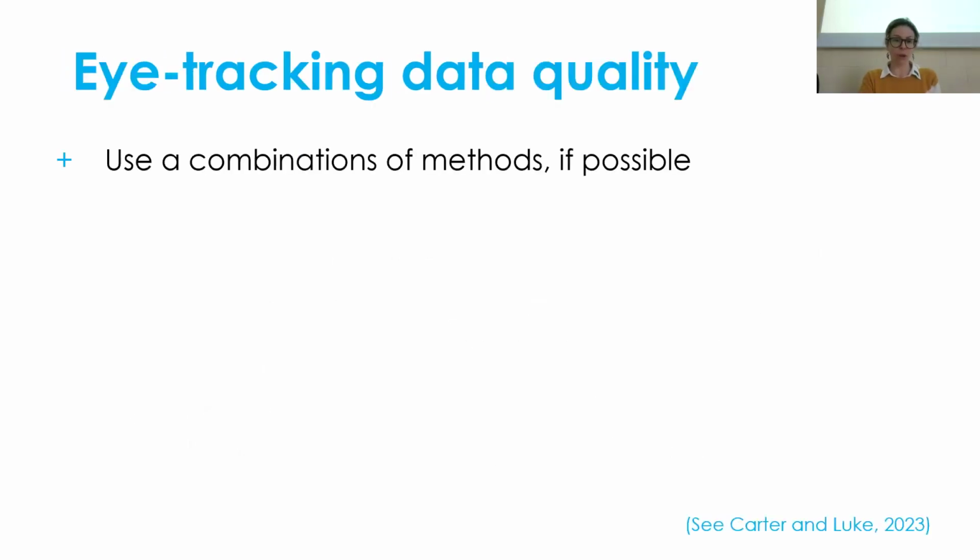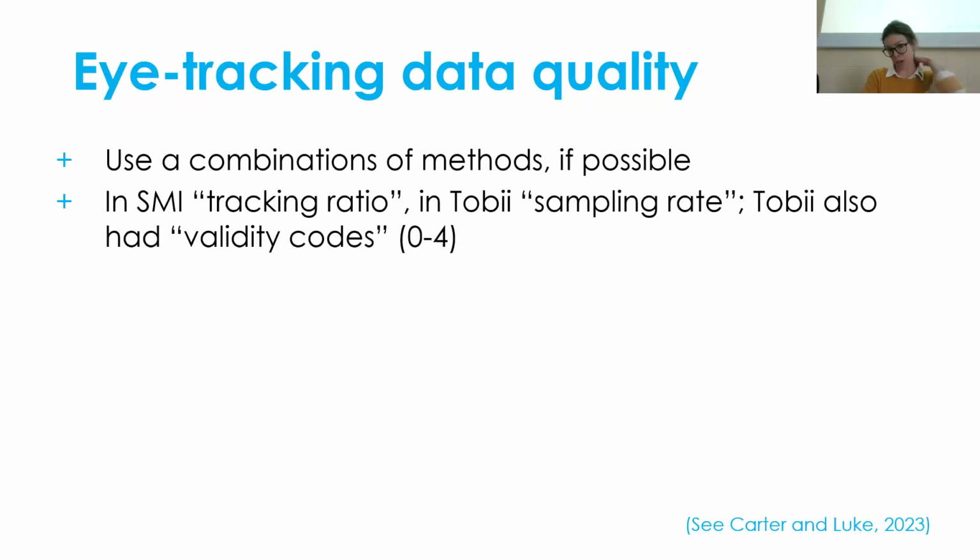So overall, use a combination of methods when assessing data quality, if possible. SMI has something called tracking ratio. Tobii has sampling rate. This is a rather coarse measure of confidence that the eye tracker has in whether it has identified the eye position correctly. Validity codes in Tobii are more or less the same thing. These are assigned to every fixation, and 0 means the eye tracker is confident that the eye was where the eye tracker thinks it was, and 4 means really low confidence, or even the eye was lost for that particular part of the recording.